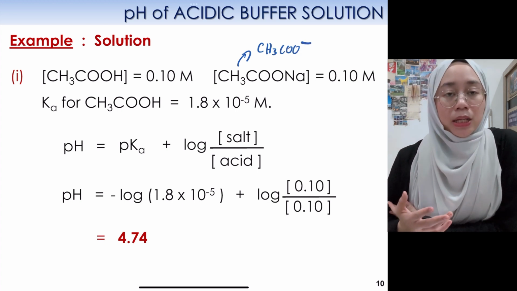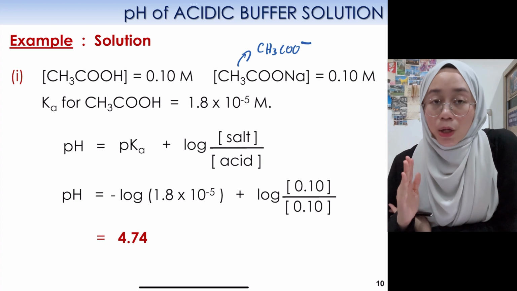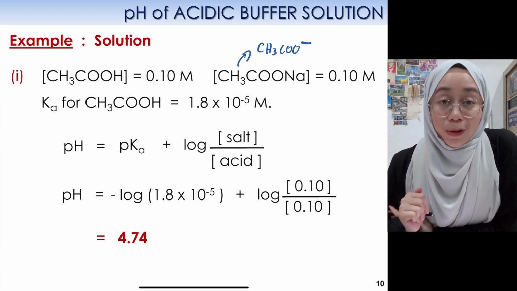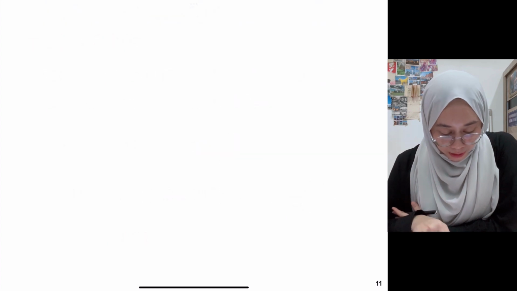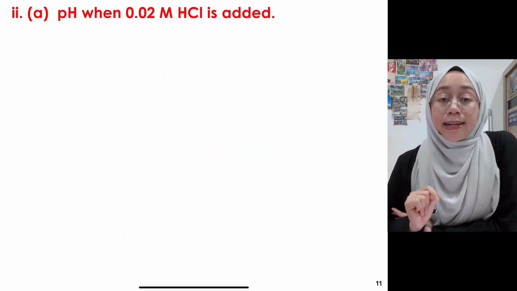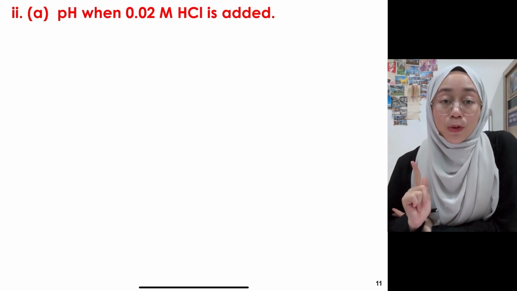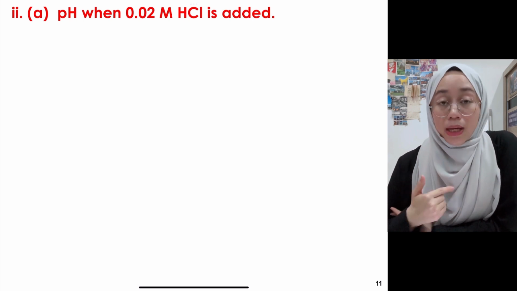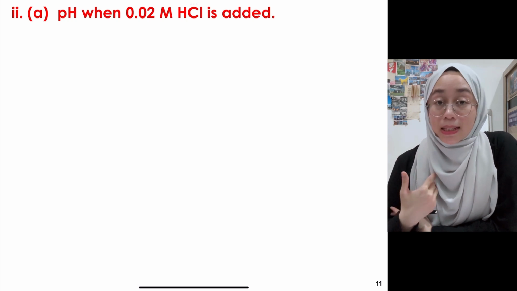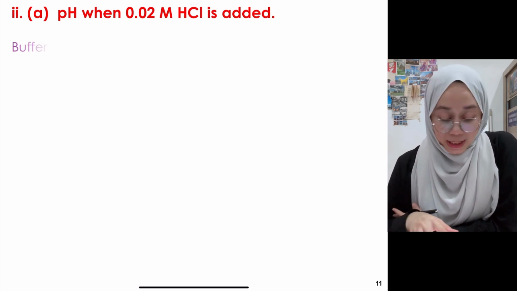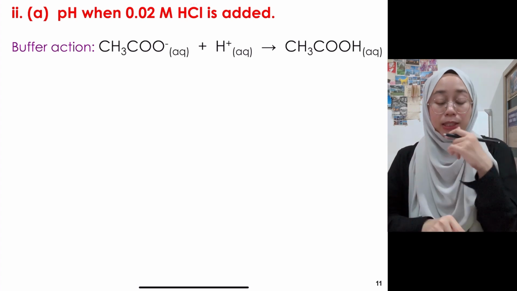Okay, so as you can see, equation is not given to you. You have to know how to write the equation. Okay, so tadi kita tambah HCl, so we are adding acid. So are we going to react it with the weak acid ataupun the conjugate base? So of course H plus, bermaksud kita akan reaktkan dengan conjugate base. So conjugate base kita siapa? CH3COO minus tu tadi. Okay, so this is the equation yang kita akan tulis.